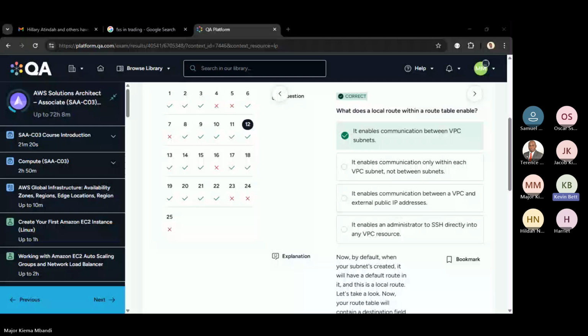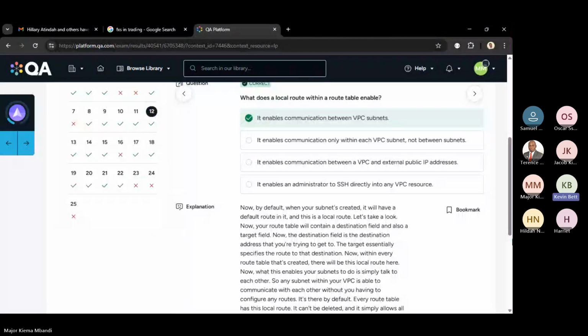Yes, I can. The question is, what does a local route within a route table enable? The correct answer there is it enables communication between VPC subnets. I think that was pretty straightforward. Yes. So we can move to the next, and I think Hilda will be able to talk now. She's saying it's all good.